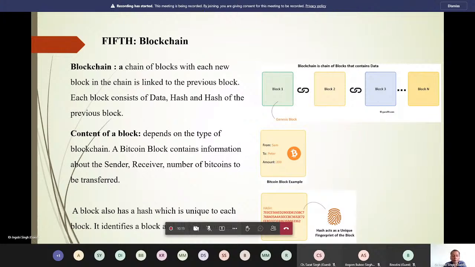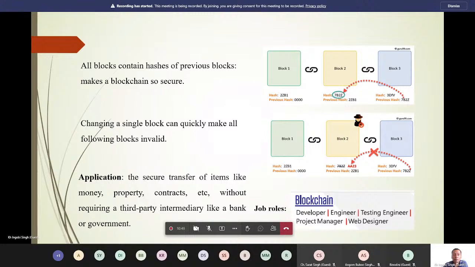A block also has a hash, which is unique to each block. It identifies the block and all of its contents. So once the block is changed, its hash also changes. That makes this architecture very secure. All the blocks contain hashes of the previous blocks, as seen here. For example, the first one contains the hash of the second block, the second block contains the hash of the third block, like this. So changing one block can quickly make all the following blocks invalid.